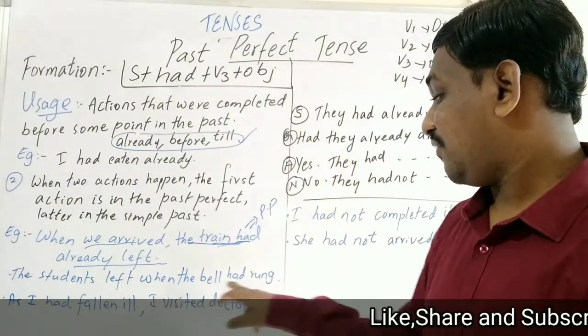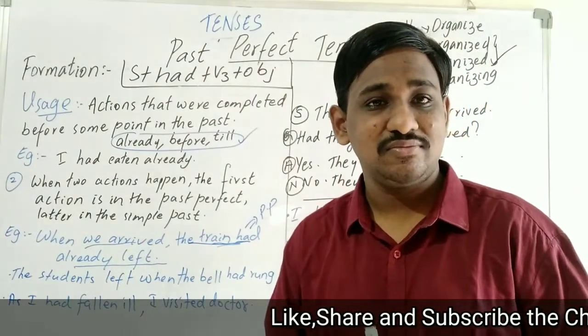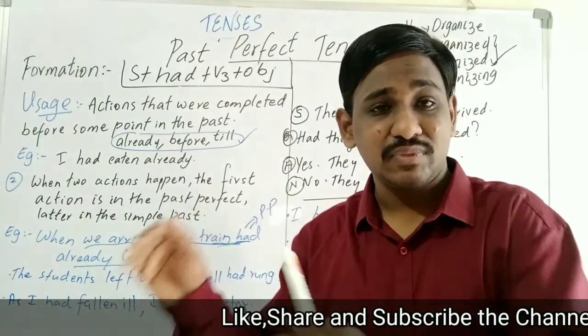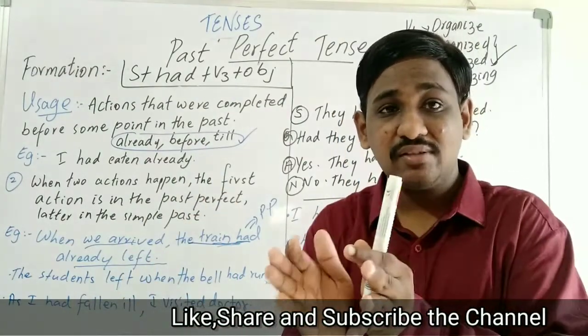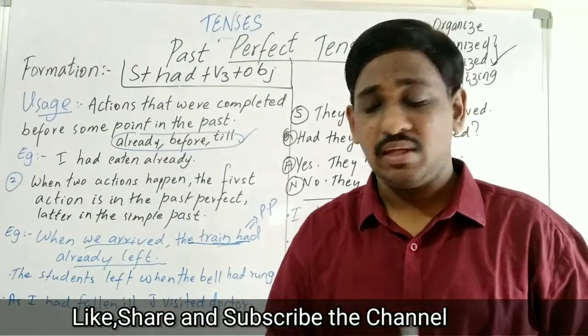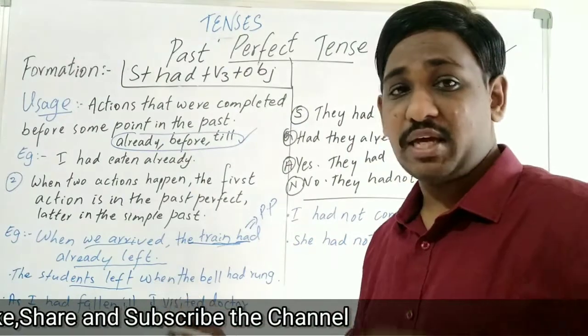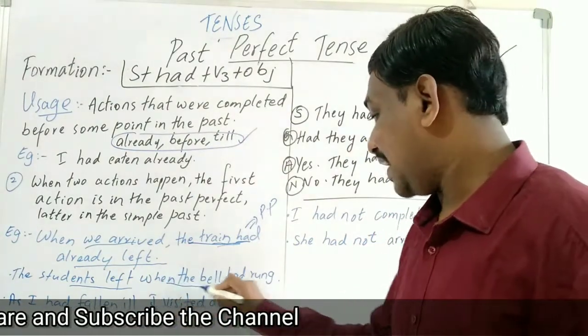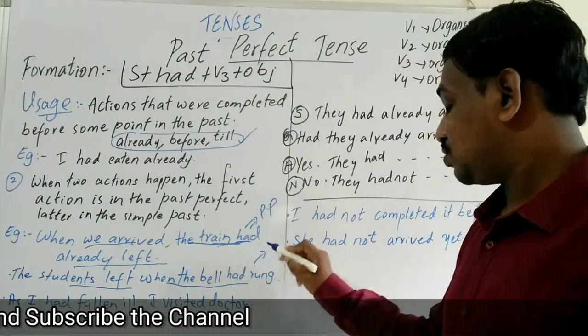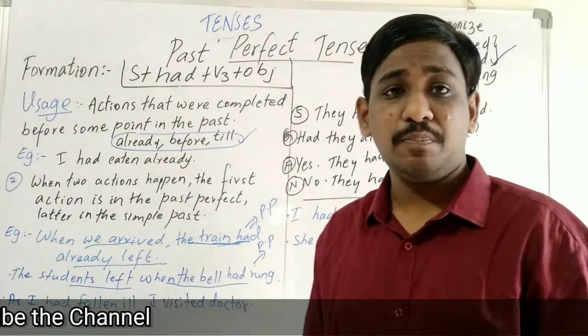The students left when the bell had rung. What is the first action? The bell had rung. Then only the students left. The result after the bell had rung was students leaving the classroom. So the students left is in simple past because it is the result. The first action, the bell had rung, is in the past perfect. The latter action is in the simple past.